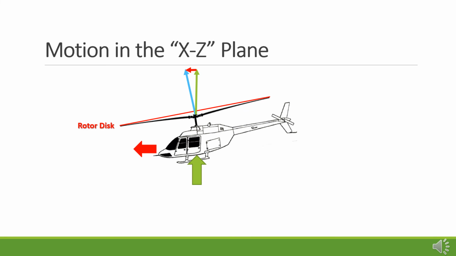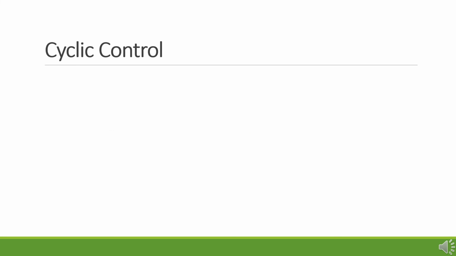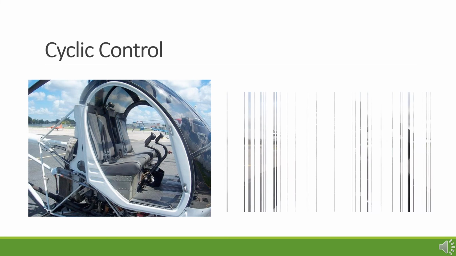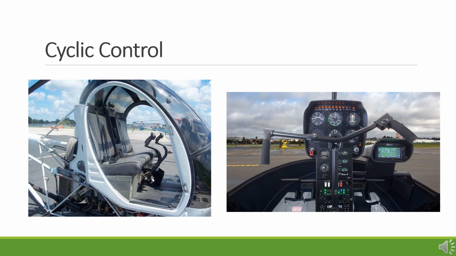To produce this tilting is the function of the cyclic control. The cyclic control, commonly called the cyclic stick or just cyclic, is similar in appearance on most helicopters to a joystick from a conventional aircraft. It is usually located between the pilot's legs, but on some helicopters it is a central pillar that either pilot can manipulate.